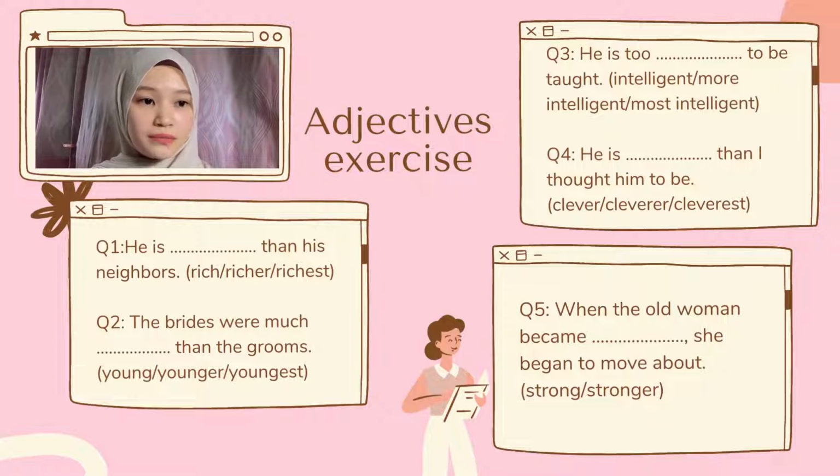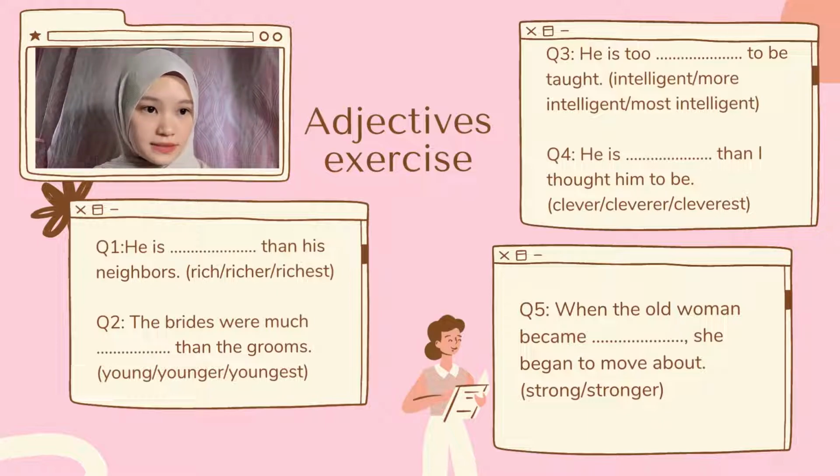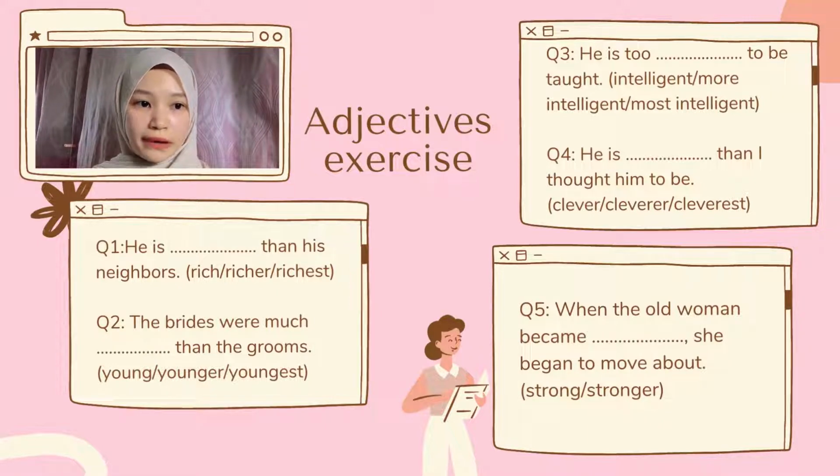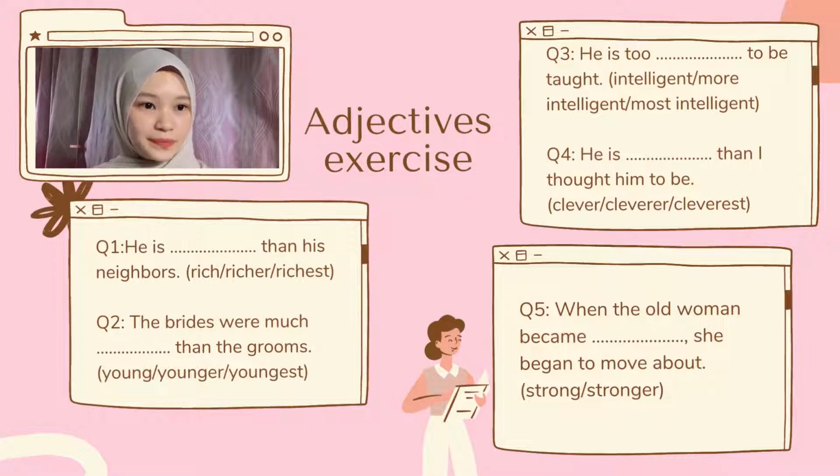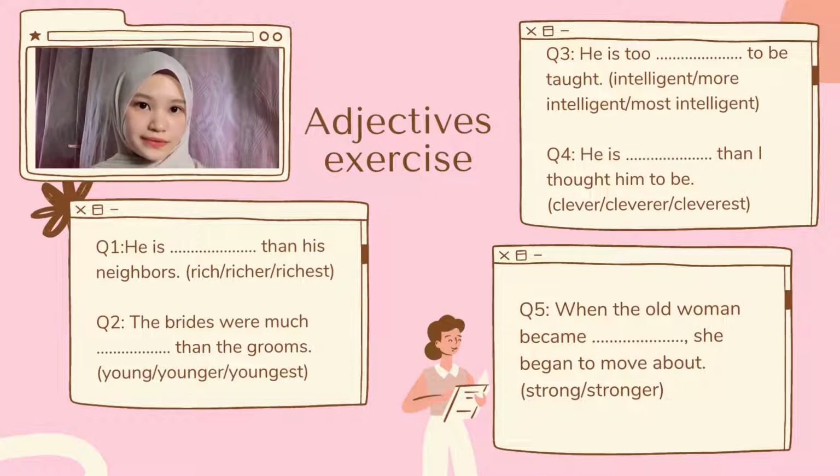When the old woman became, fill in the blanks, she began to move about. So what is the answer here? The answer here is stronger. So when the old woman became stronger, she began to move around. So that is the answer for our exercise for today.